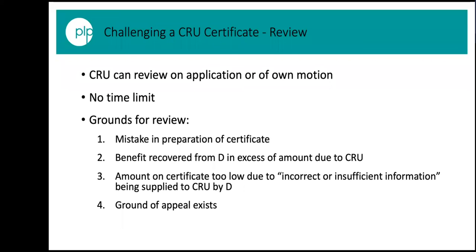And just pausing there on that number 3, this is the only mechanism on a review by which the CRU can actually increase the amount on the certificate. And the final ground is that a ground of appeal exists. So the review process is actually a very wide process.